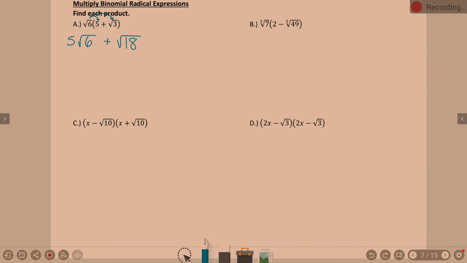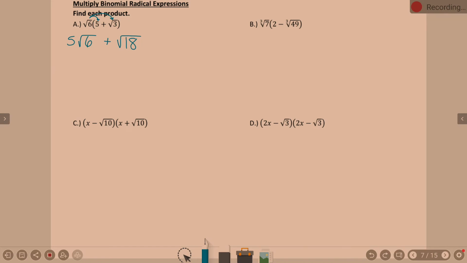Can I add square root of 6 and square root of 18? No. Should I just stop here and say I'm done? No, you shouldn't. You simplify the 18. You should always check for any simplifying. Whether or not these two end up being able to add together, I don't think they would take this answer regardless, because there is simplifying that can be done.